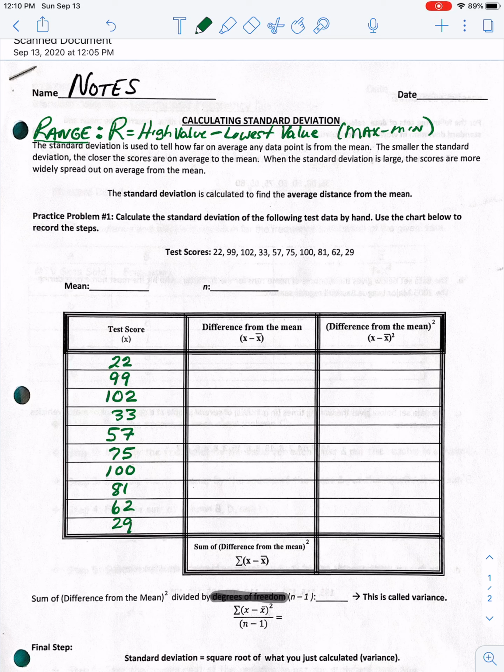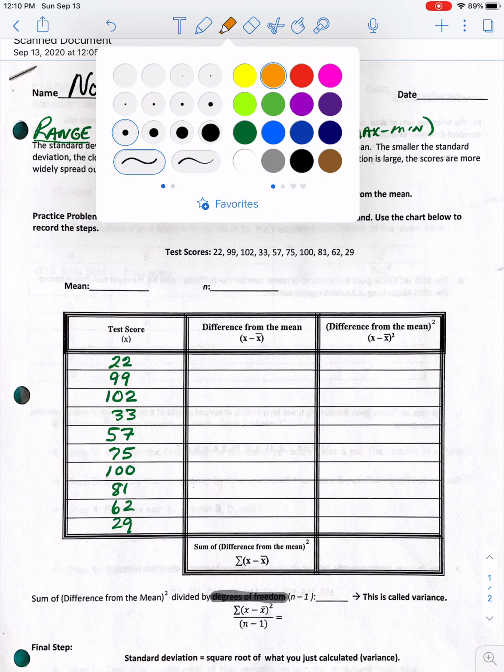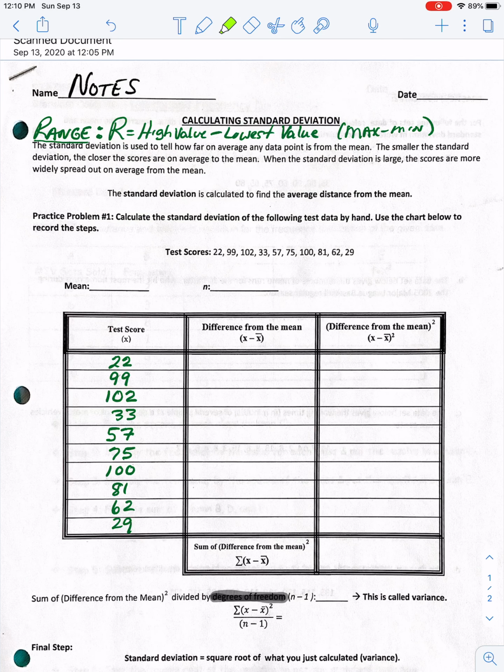Pretty simple calculation. Okay, so the new kid on the block today is something called the standard deviation. Standard deviation is calculated to find the average distance your data points are from the mean. And it says that up here at the top too, it is used to tell how far on average any data point is from the mean. So we're trying to measure and figure that out.